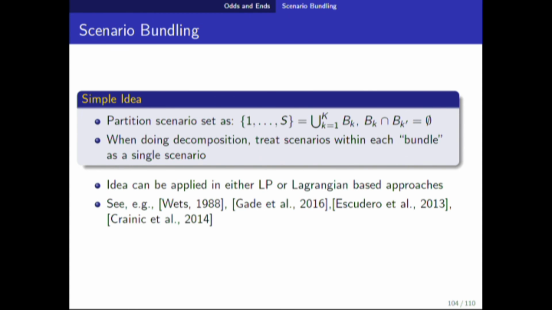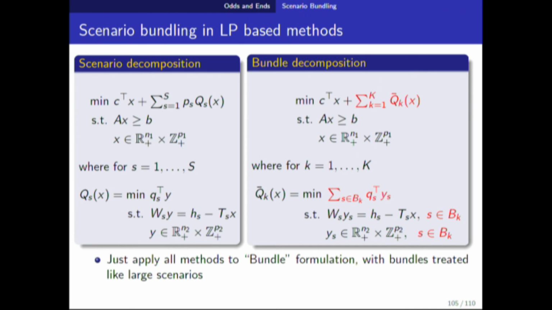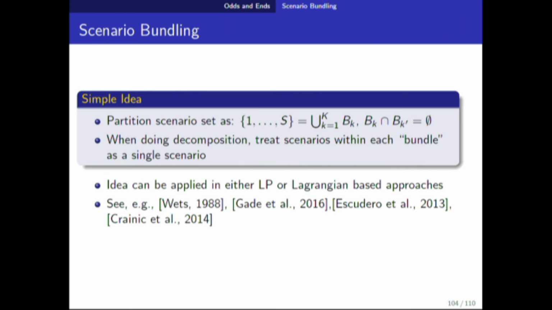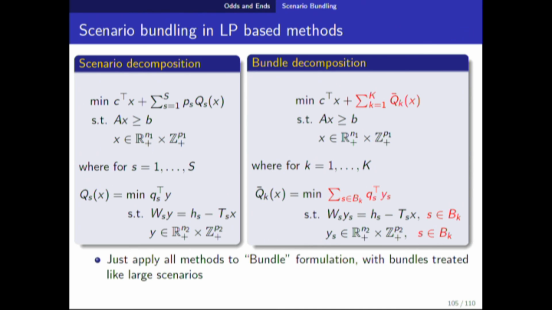There are some references. Let's see how that works in the cut-based or LP relaxation-based method, just to carry that through. This is my original scenario decomposition. I had these value functions, Q_s, for each different scenario, and I solved one scenario subproblem. In the bundle approach, I create new value functions, I call them Q bar, and instead of having one for each scenario, I have one for each bundle of scenarios. But you'll notice the structure really looks the same. I'm just plugging in bundles where I previously had scenarios. So structurally, it's very similar.